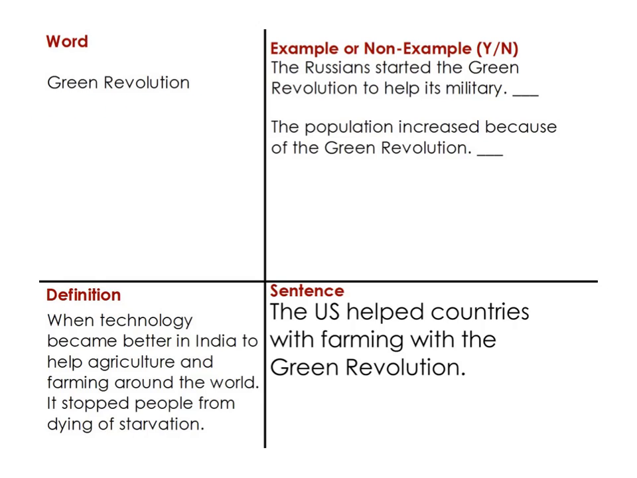Let's read the definition. When technology became better in India to help agriculture and farming around the world, it stopped people from dying of starvation. Let's look at the sentence. The U.S. helped countries with farming with the Green Revolution.